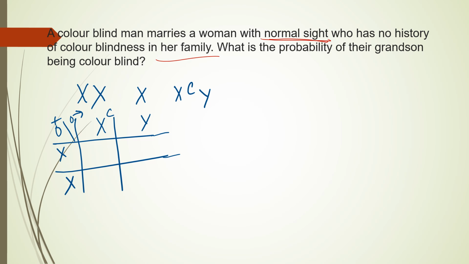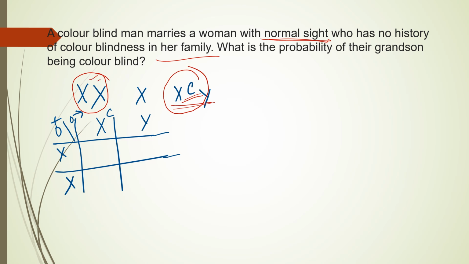If the person is colorblind, we always know it is an X-linked recessive disorder. It comes on the X chromosome, and the female is normal and does not have a family history of colorblindness, so she is not carrying any carrier genes either.